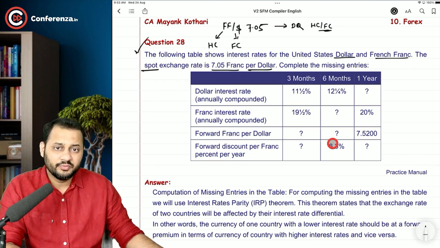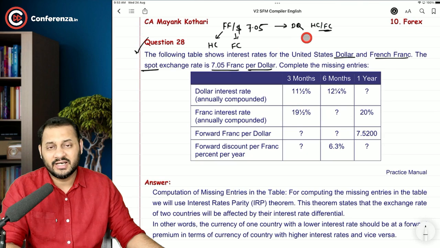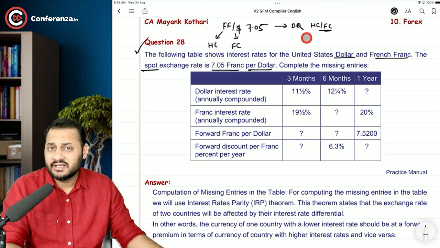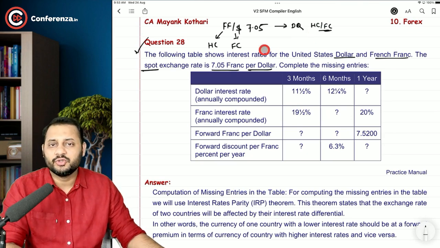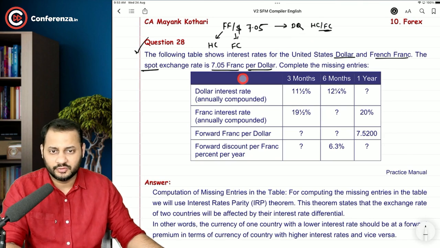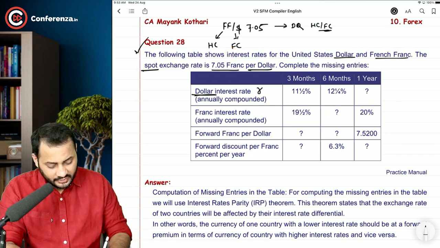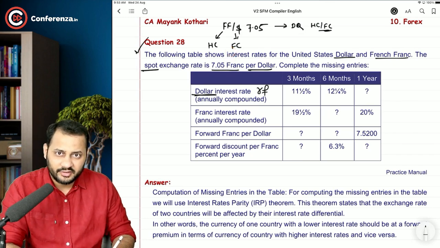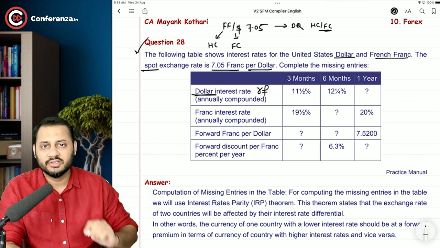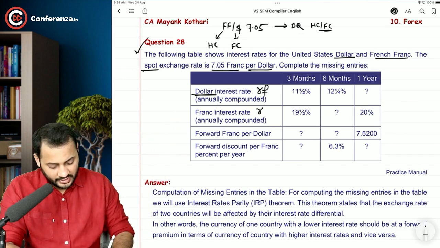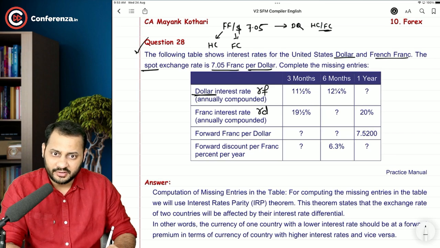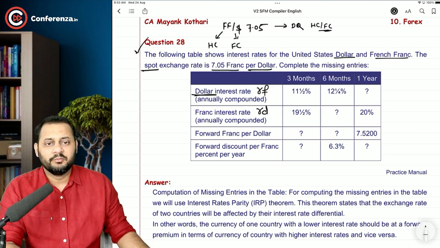Why? Because we have assumed this quote as a direct quote. Unless and until given, we are not going to assume it as an indirect quote. Going by that, the dollar interest rate will be RF, that means the foreign country rate, because our home country is France. And the domestic rate will be the French franc. Complete the missing entries.